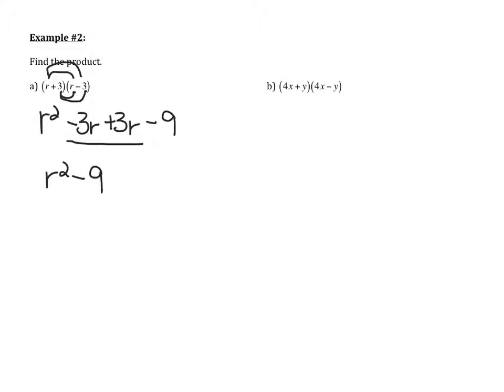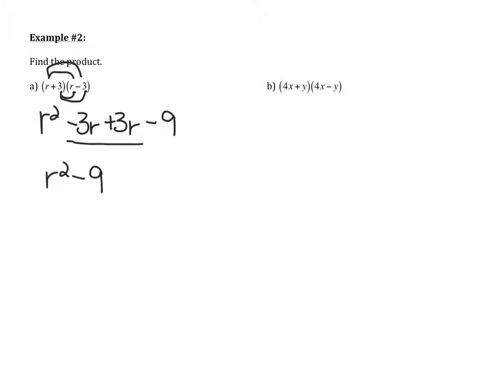So just like always, we're going to distribute. So r times r is r squared. r times negative 3 would be negative 3r. 3 times r would be plus 3r. And then 3 times negative 3 is negative 9. So when we go to combine like terms this time, the negative 3r and the positive 3r would cancel each other out, and we would end up with r squared minus 9. So in this case, our middle term actually drops out because one was a plus sign and one was a minus sign, so they cancel each other out after we distributed.